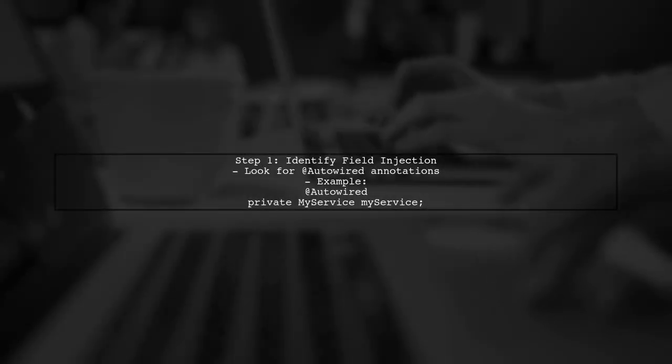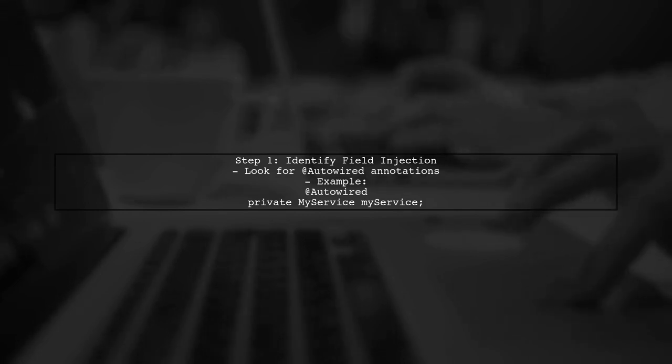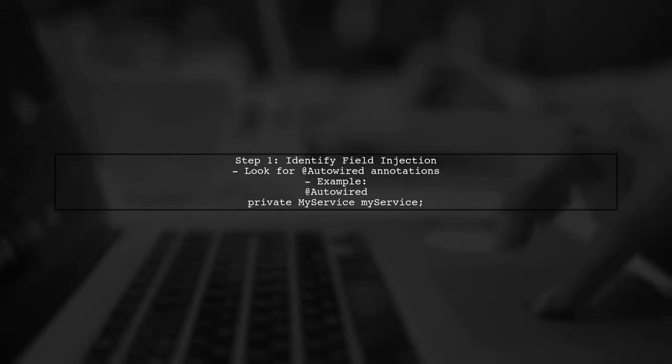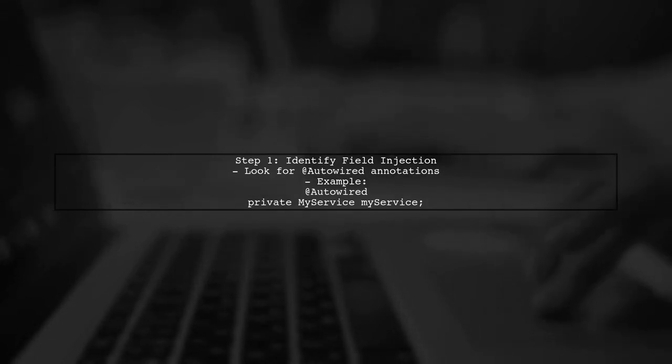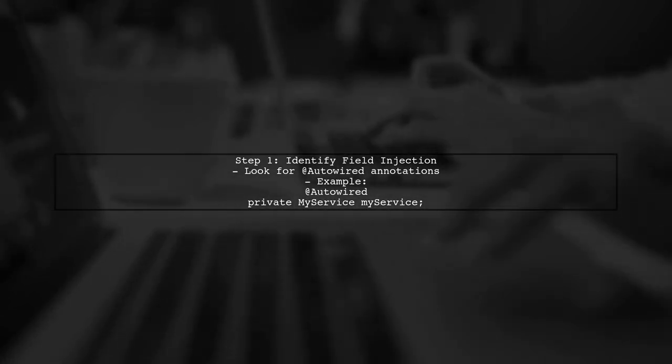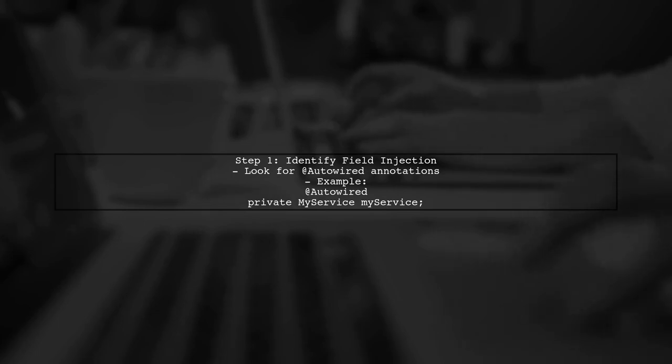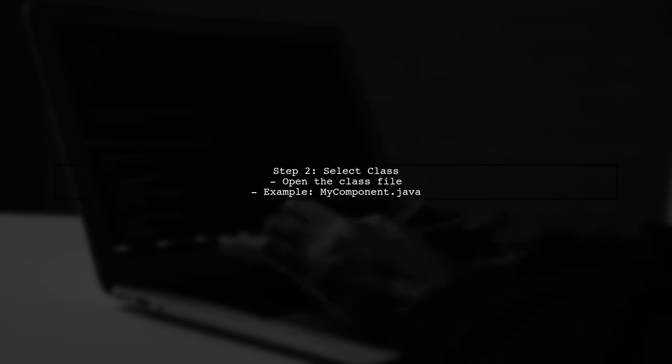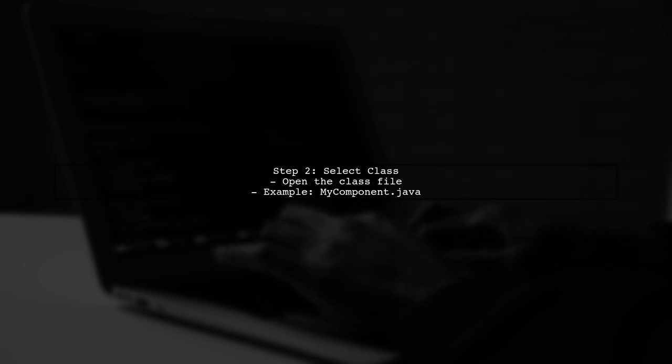To convert Spring Field Injection to Constructor Injection in IntelliJ IDEA, we first need to identify the fields that are currently using the @Autowired annotation. Next, we can use IntelliJ IDEA's built-in refactoring tools to automate this process. Select the class where the field injection is used.